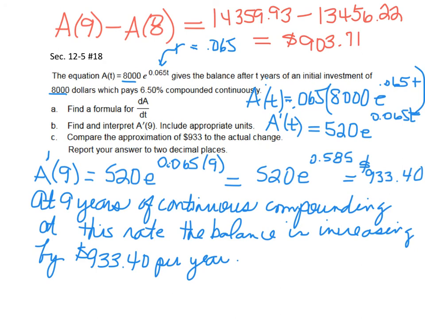But remember, the difference between the two is that the actual change is the balance at the end of year 8 subtracted from the balance at the end of year 9, which is basically the slope of a secant line. Whereas our derivative is the amount of change approximately at the end of the 9th year going into the beginning of the 10th year. And that's why there's a little bit of difference in the two.